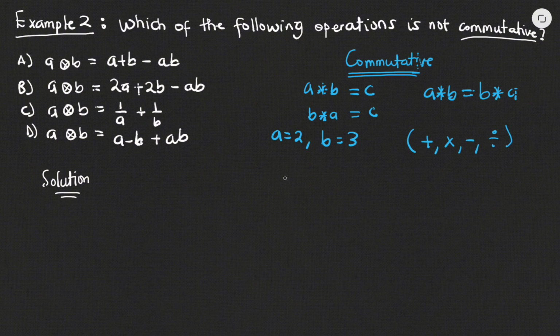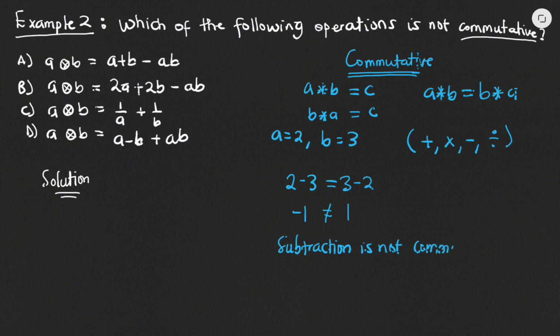So we have a, which is 2, so we have 2 minus 3. Will it be equal to 3 minus 2? Let's find out. So 2 minus 3, 2 is less, so if we subtract 3 from it, we'll get -1. And then 3 minus 2 will give us 1. So you realize that this is not equal. -1 is not equal to 1. And so therefore subtraction is not commutative. This is what we mean by commutativity.